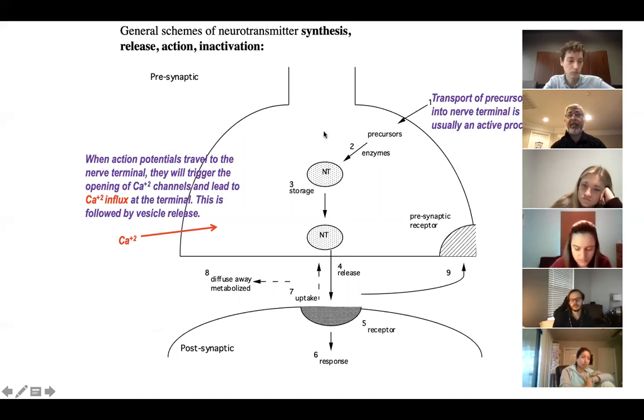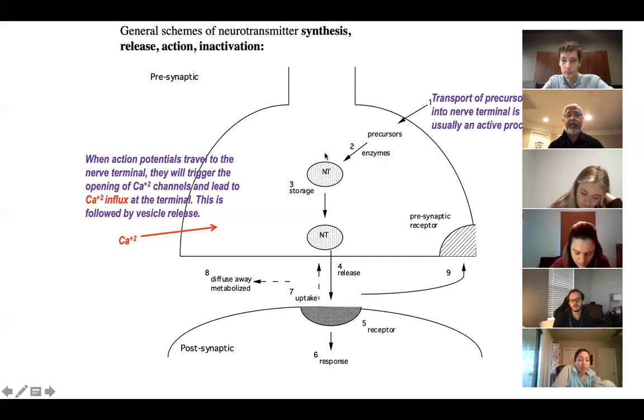Neurotransmitters are synthesized within the presynaptic terminal, or in the soma of the cell body, from precursors. Now, precursors depend on what neurotransmitter you are synthesizing. For example, if it is acetylcholine, then you need acetate and choline, and those precursors under the influence of an enzyme will be converted into acetylcholine, right?